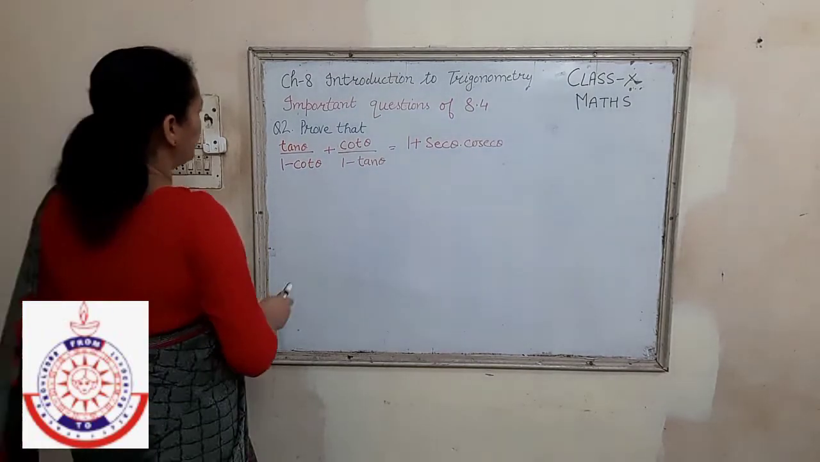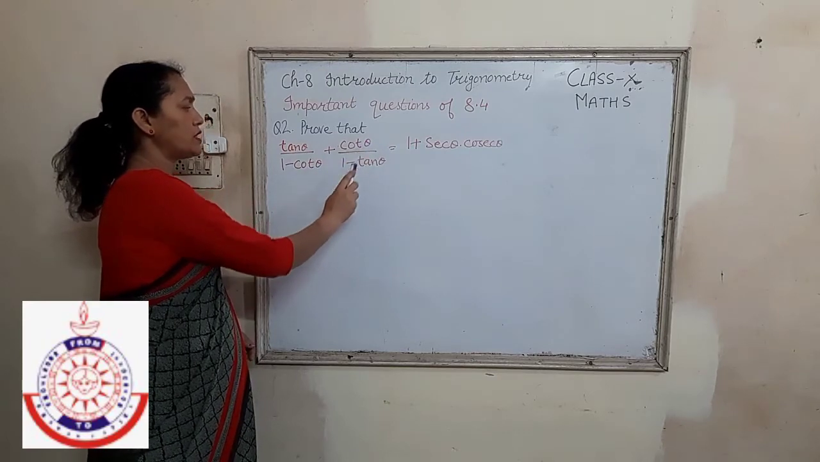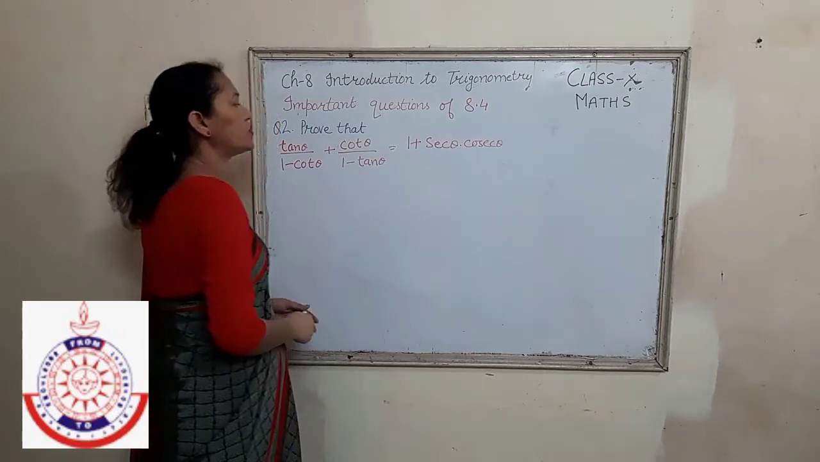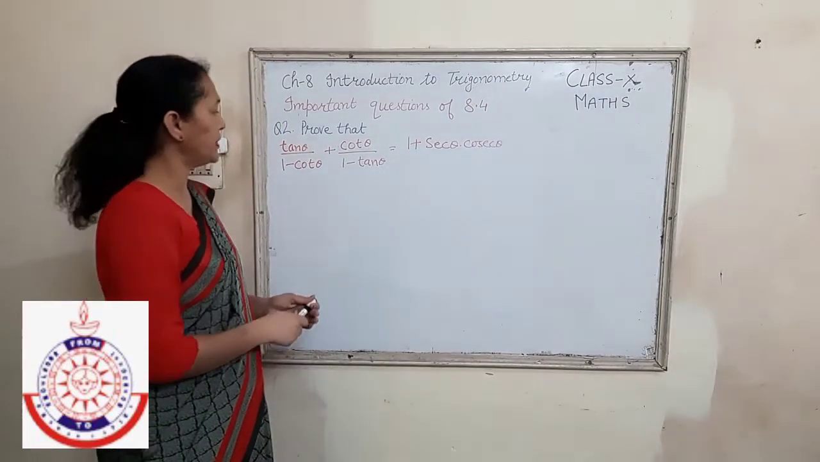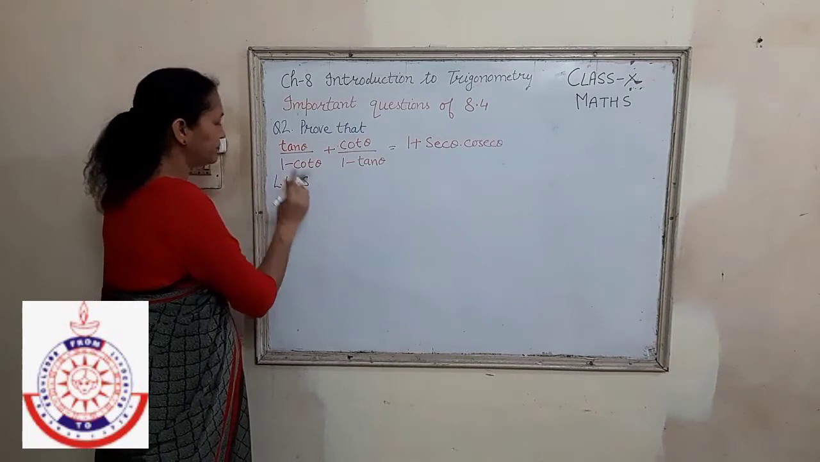In the next question, we have to prove that tangent theta upon 1 minus cot theta plus cot theta upon 1 minus tangent theta equals 1 plus secant theta into cosecant theta. It's a very important question. Again, let's start with the left hand side.